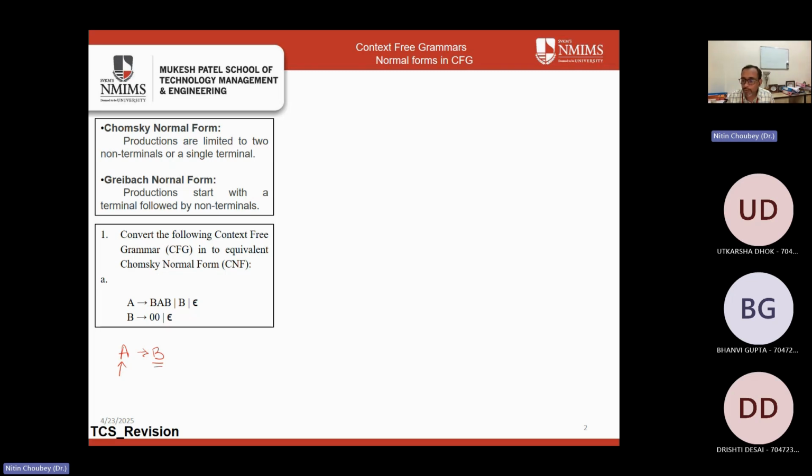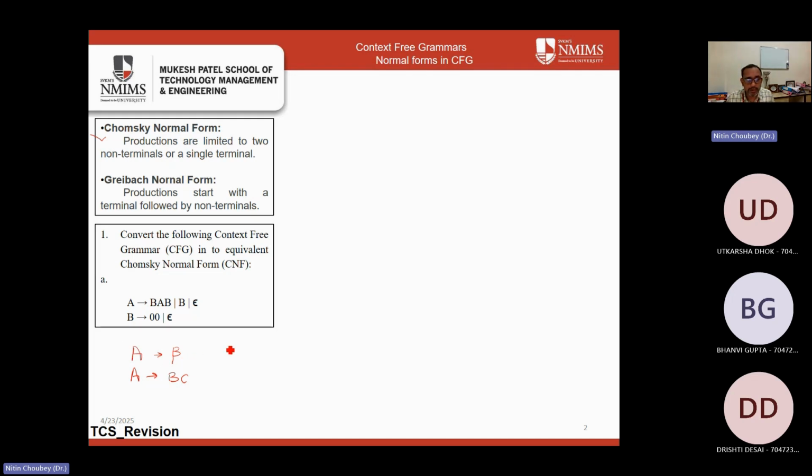Out of that, these two normal forms we are going to see today. One is Chomsky normal form, another is Greibach normal form. So let's focus on Chomsky normal form first. What does it say? It says that the productions are limited to two non-terminals or single terminal. What does it mean? That any grammar in which the production rule contains either single terminal or two variables, then such a grammar is referred to as a grammar in Chomsky normal form.